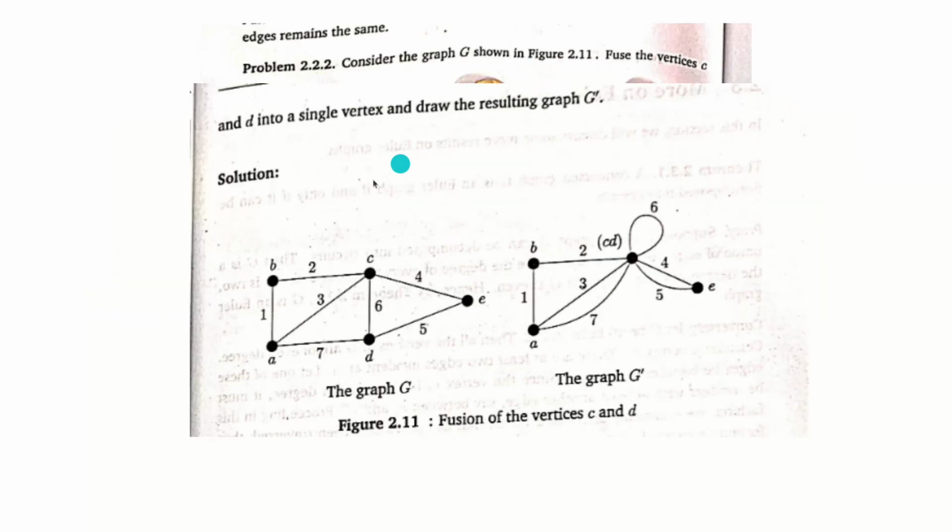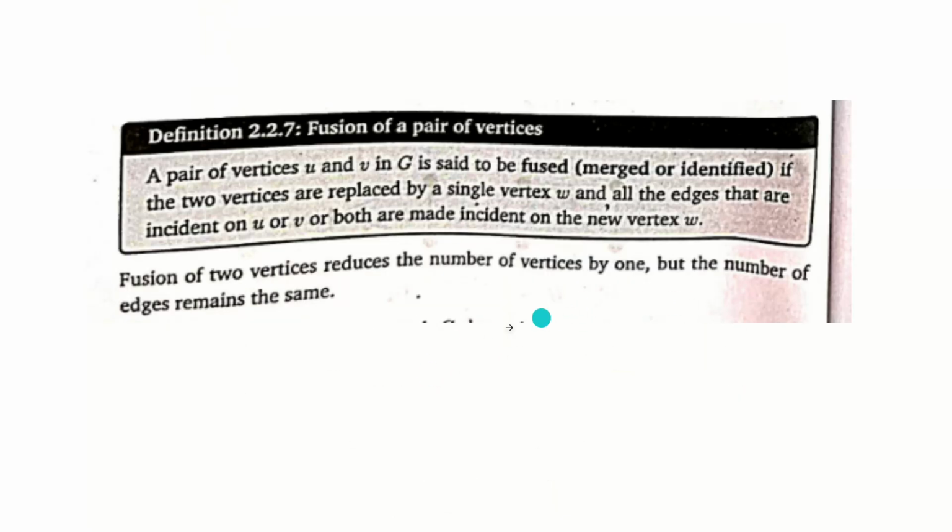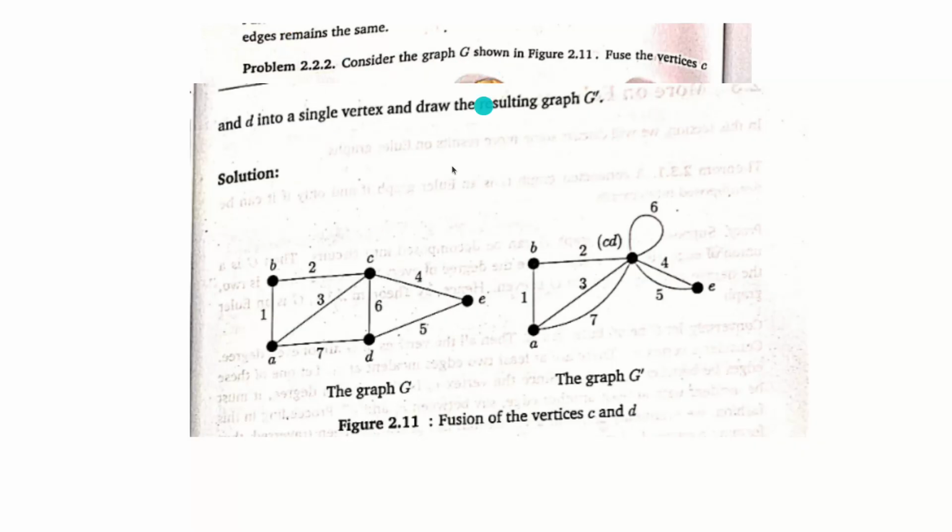For example, in this graph the question is: consider this graph G here, fuse the vertices C and D. So this is C, this is D. I will make C and D one single vertex CD. The edges incident on C are 2, 3, 4, and 6. Edge 6 actually connects C to D itself, so that means there will be a self loop for 6 because we are combining C and D.